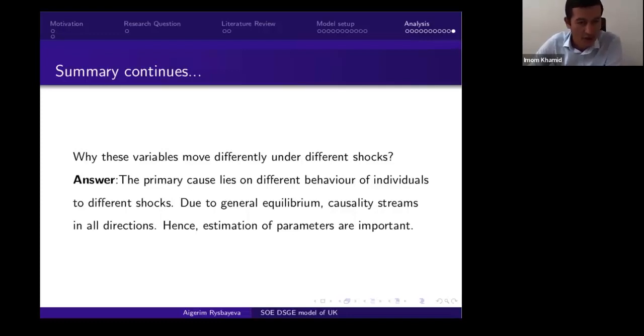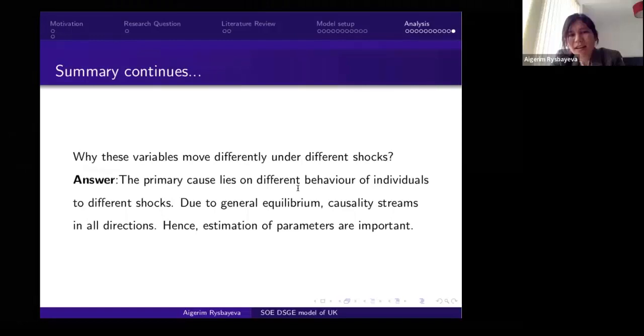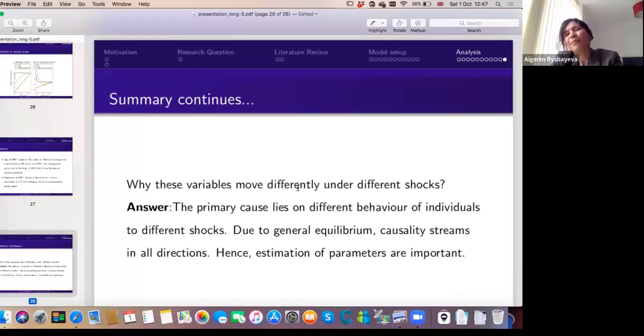Can you add some points on the advantages of using indirect inference? What do you mean, what is the advantage of using indirect inference? Yes, you mentioned it in one of your slides, I think. I see.